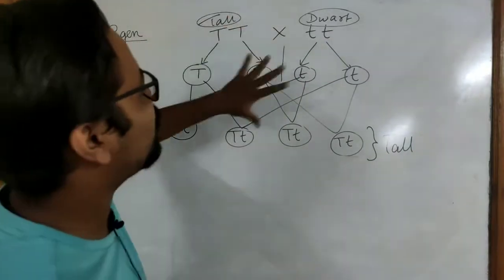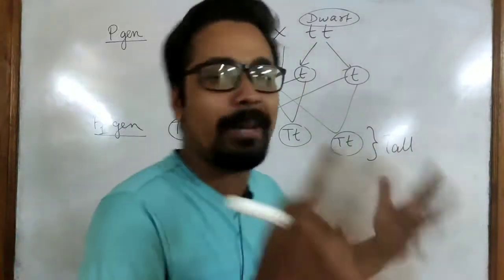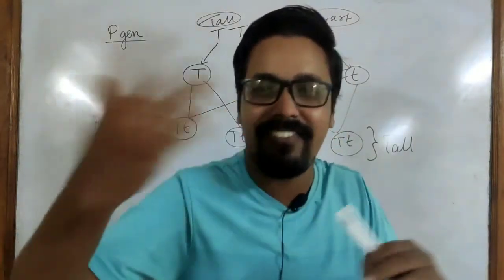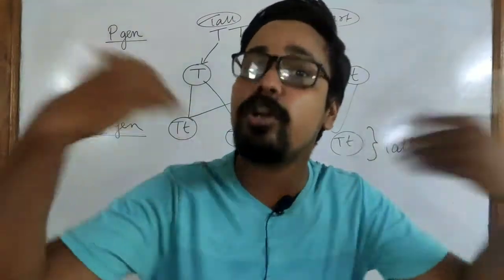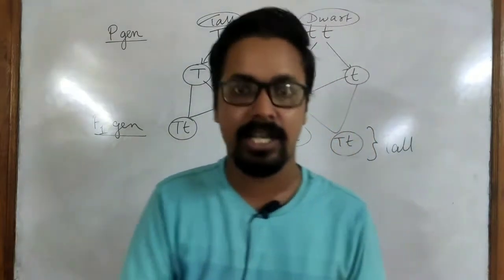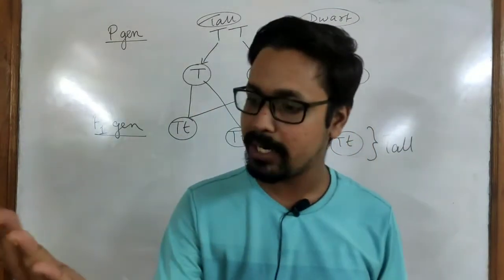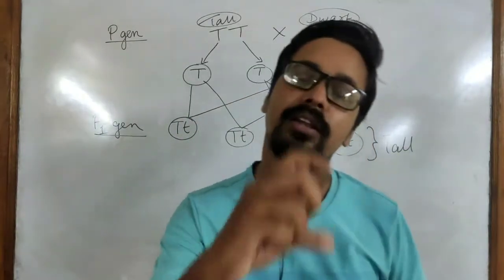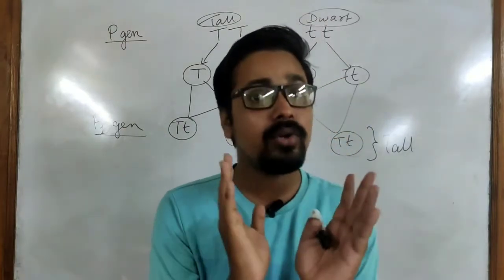Now Mendel did not know about capital T and small t, whether there are factors or genes; he had no idea. He later on proposed these things. Earlier he had no idea. All he could do was see the plants. He was watching a tall plant, he was watching a short plant, he combined them, and he got one tall plant. That is all he could observe.